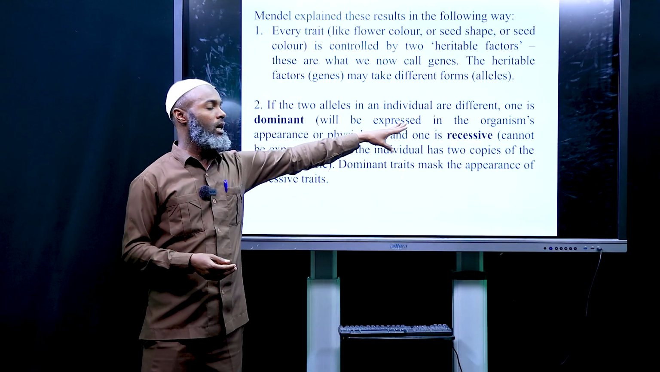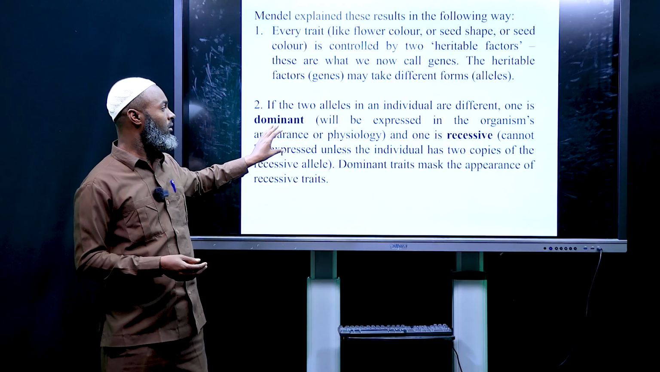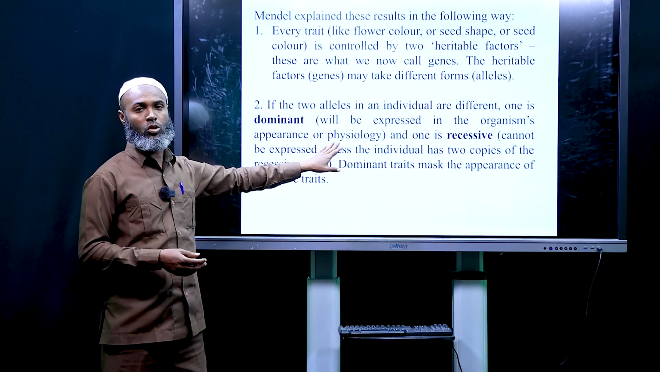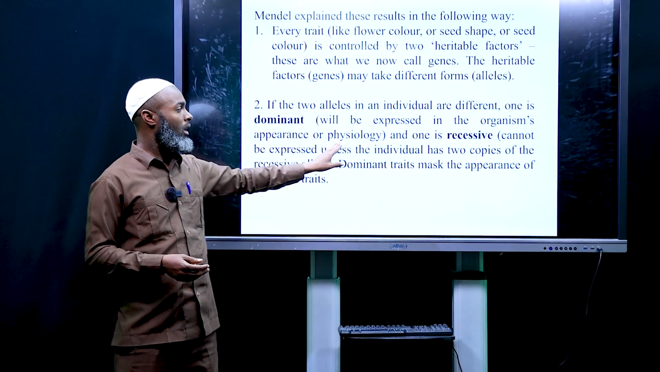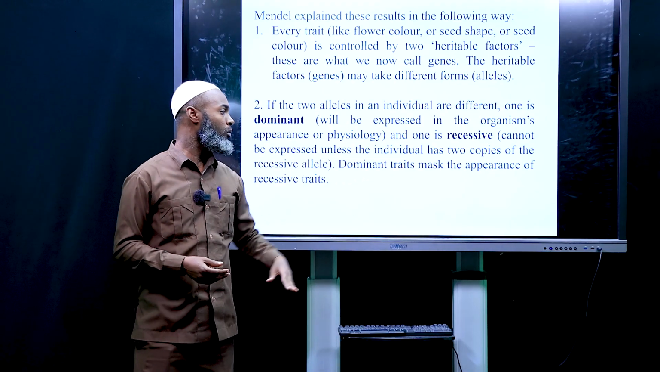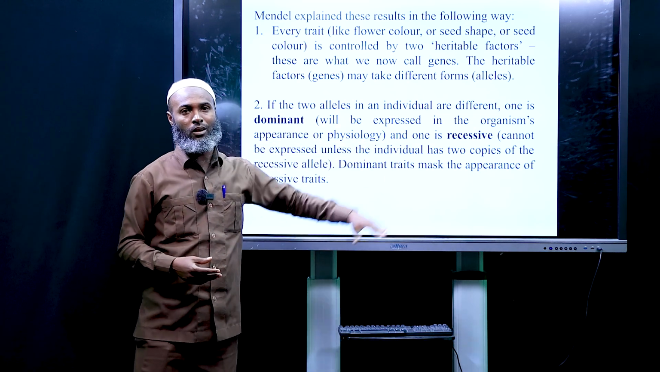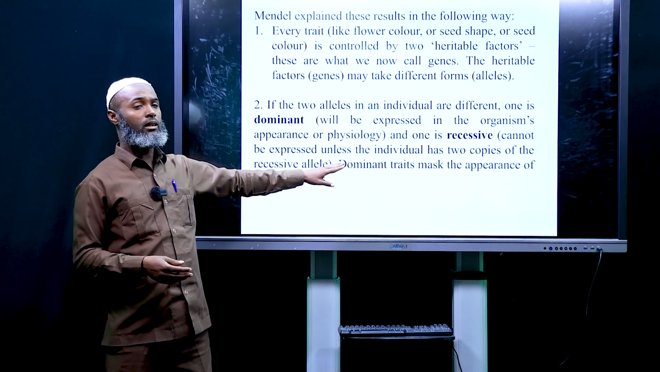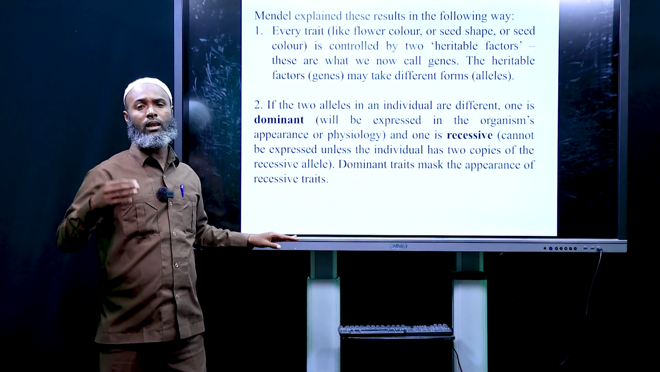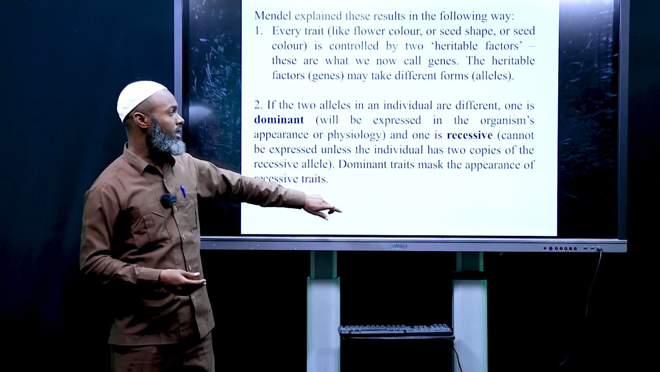If the 2 alleles in an individual are different, then one is dominant and will be expressed in the organism's appearance or physiology. This is known as dominant. And one is recessive, which cannot be expressed unless the individual has 2 copies of the recessive allele, and in that case it's known as recessive. A dominant trait is a trait that masks the appearance of recessive traits. So the one that masks the other trait is known as dominant and the other is known as recessive.